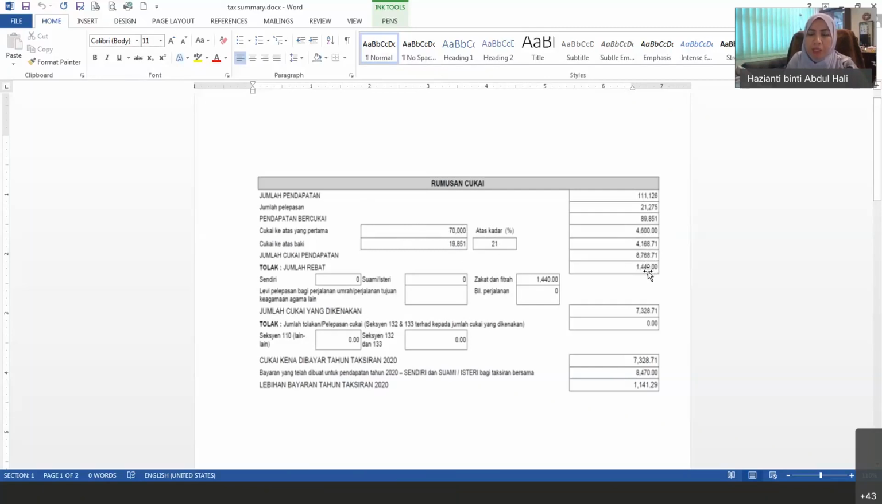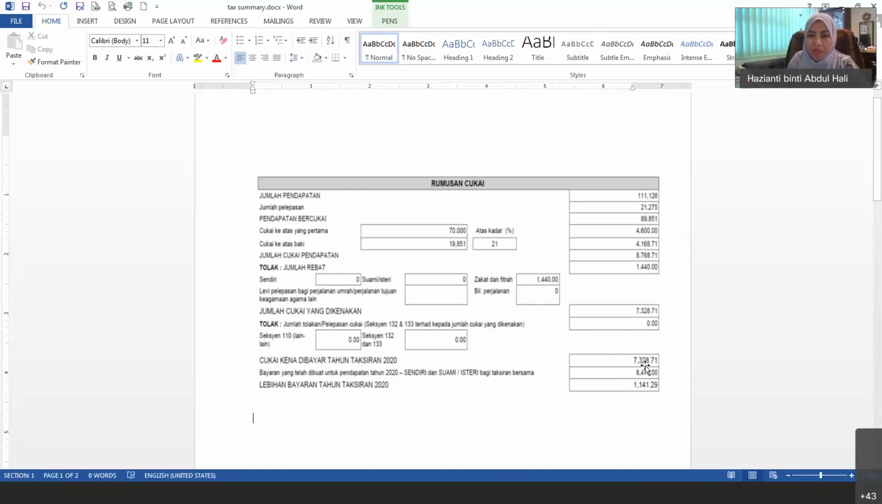Ada rebate. Rebate dalam bentuk zakat and fitrah. So katakanlah zakat fitrah untuk 1 tahun ni ialah 1440. So tolaklah the tax paid, tolak rebate. Ni tak dapat 400 rebate sebab chargeable income lebih dari 35,000. Kalau kat sini less than 35,000, then boleh tolak lagi rebate 400. Now tak boleh lah, rebate tinggal untuk zakat sahaja. So cukai yang dikenakan 7328. Okay, ini semua tak ada.